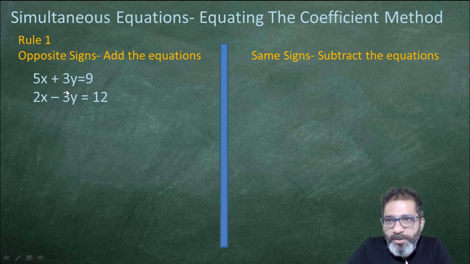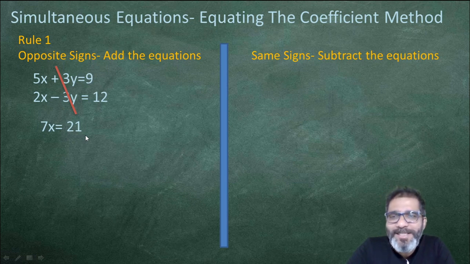So when you add the equations, plus 3y and minus 3y will cancel, so you will get 0y, and 0y means nothing, 0 only. So the variable y is eliminated, and what is left is 5x and 2x, that is 7x, equal to 9 plus 12, which is 21. Instead of two variables, we now have only one variable, and solving equations in one variable is quite easy. If you solve this and shift 7 to the right hand side, we get x equal to 3.